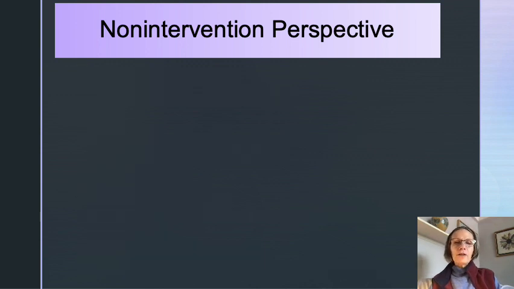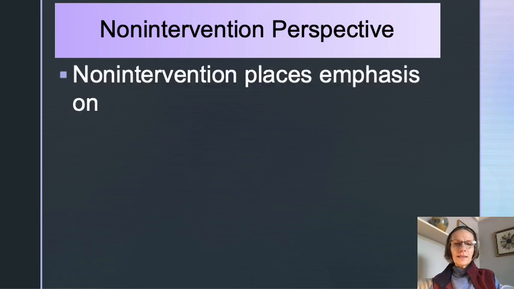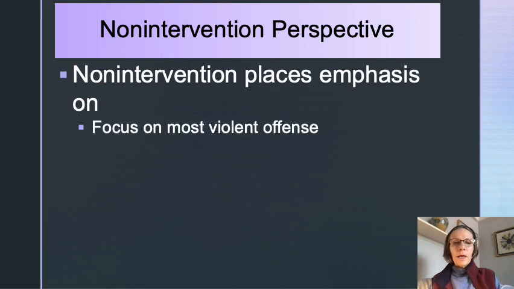So for the non-interventionist perspective, what should be the focus and the goal of the criminal justice system? Well, they place emphasis on a certain type of crime. They think that the criminal justice system should focus on the most violent offenses.